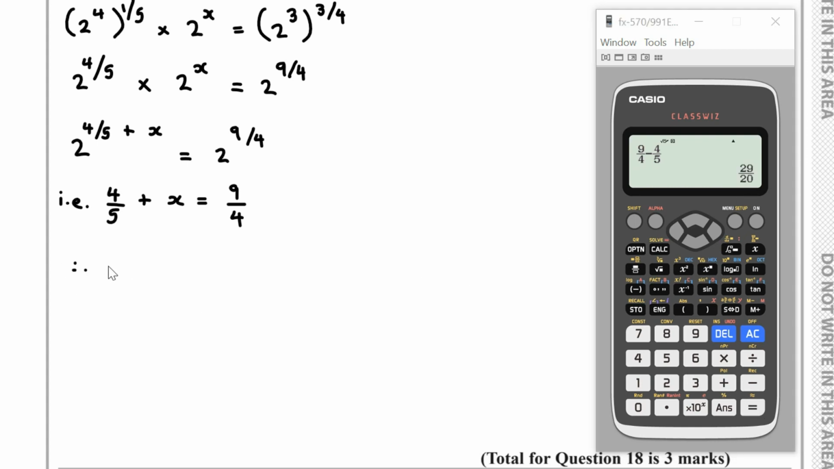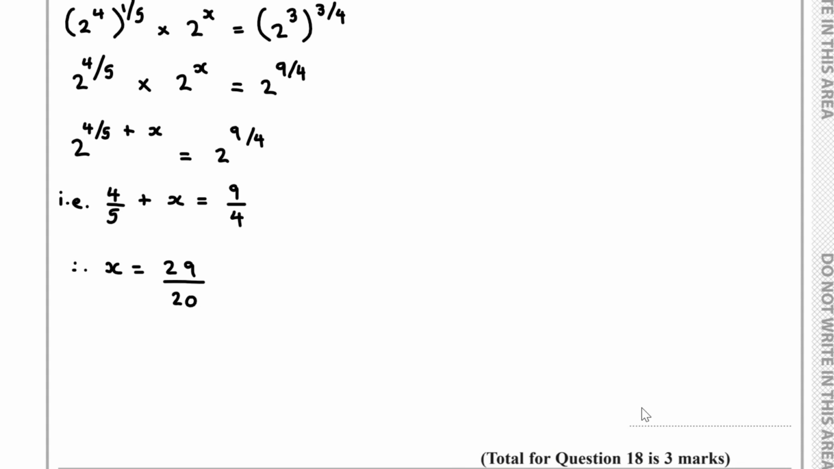So therefore, x is equal to 29/20. So x is 29/20.